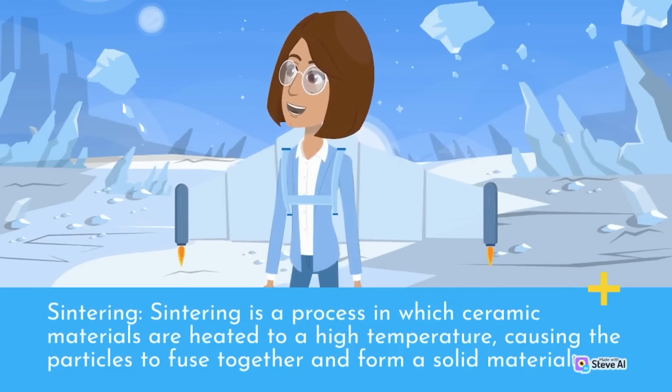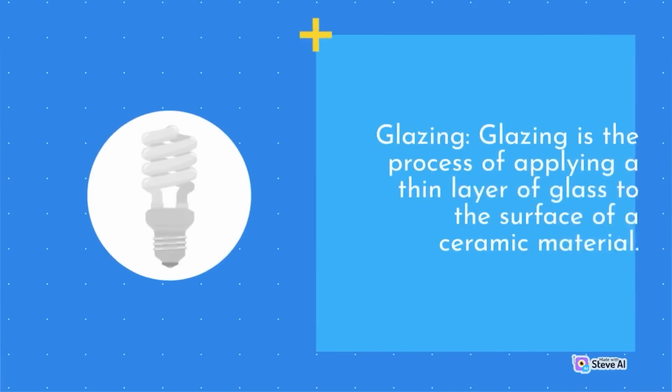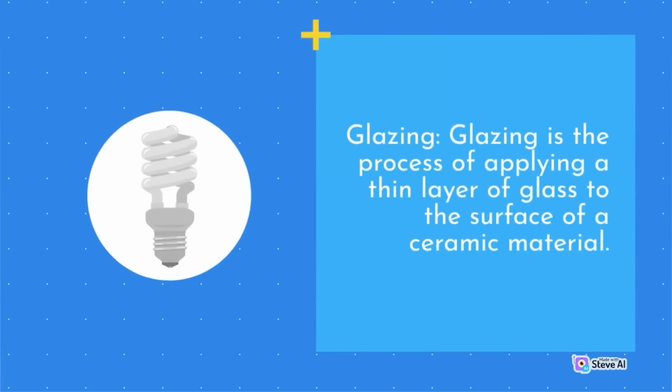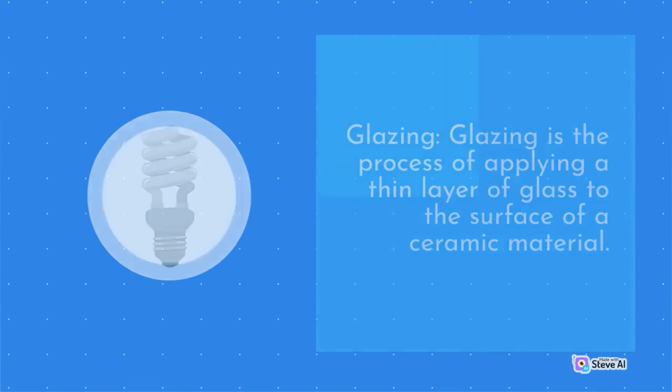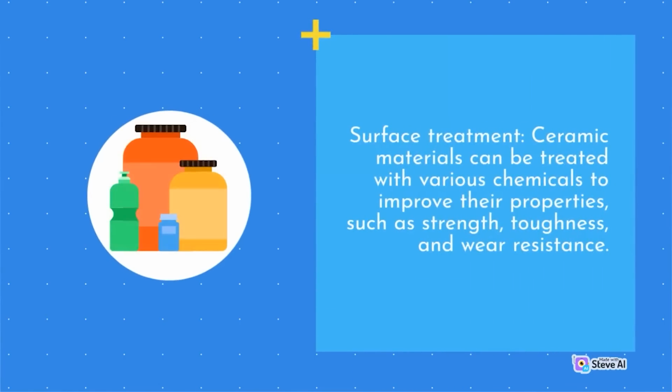Sintering. Sintering is a process in which ceramic materials are heated to a high temperature, causing the particles to fuse together and form a solid material. Glazing. Glazing is the process of applying a thin layer of glass to the surface of a ceramic material. Glazing can improve the appearance of the ceramic material, as well as its resistance to moisture and chemicals. Surface treatment. Ceramic materials can be treated with various chemicals to improve their properties, such as strength, toughness, and wear resistance.